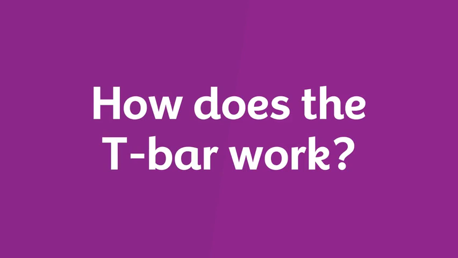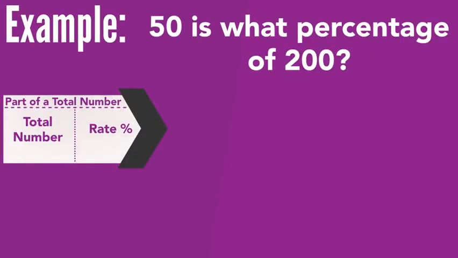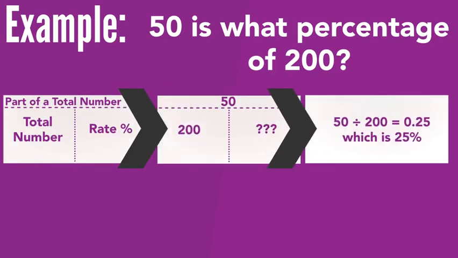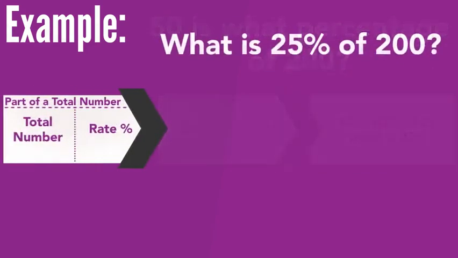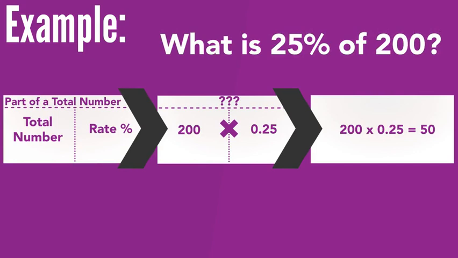Number one, if the math problem provides the top number and either bottom number, divide the bottom number into the top number. Example, 50 is what percentage of 200? Number two, if the math problem provides the two bottom numbers, multiply those two numbers across to get the top number. Example, what is 25% of 200?